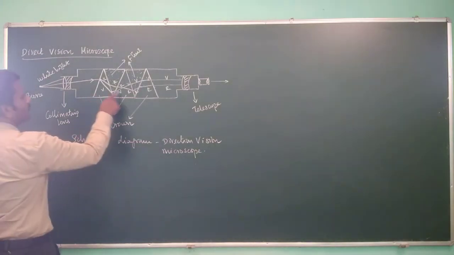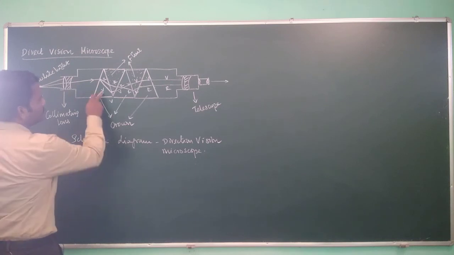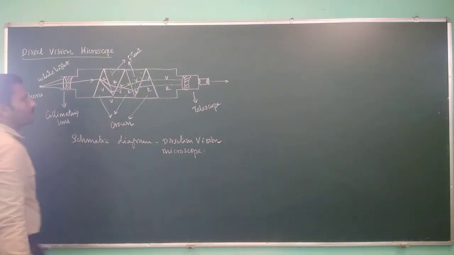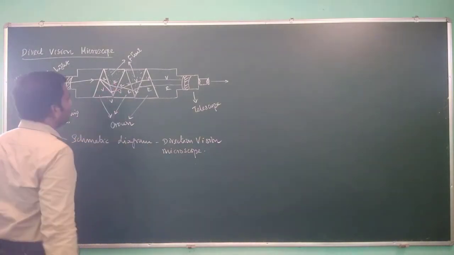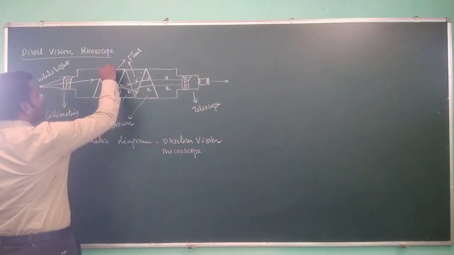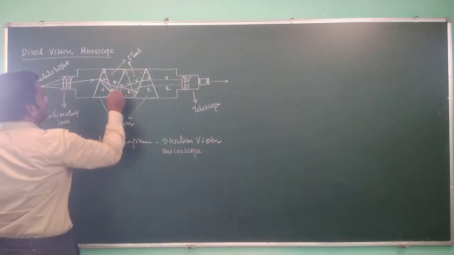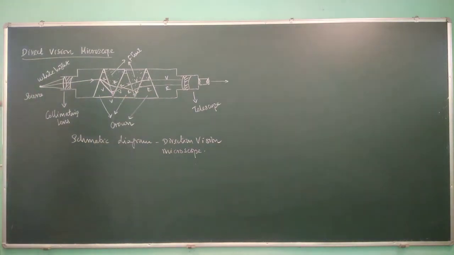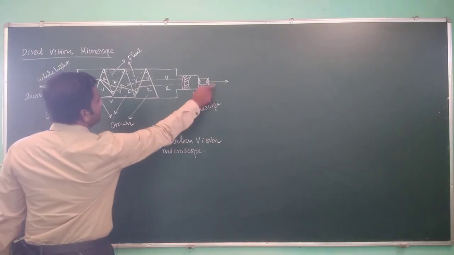And there are 1, 2, 3, 4, 5 prisms, of which 3 prisms are made of crown material while the 2 prisms are flint prisms. Crown and flint are arranged in opposite directions, so that the angles of the crown prisms are at the top while the angles of the flint prisms are placed at the bottom. And here there is a set of lenses which act as a telescope, and this is the eyepiece.